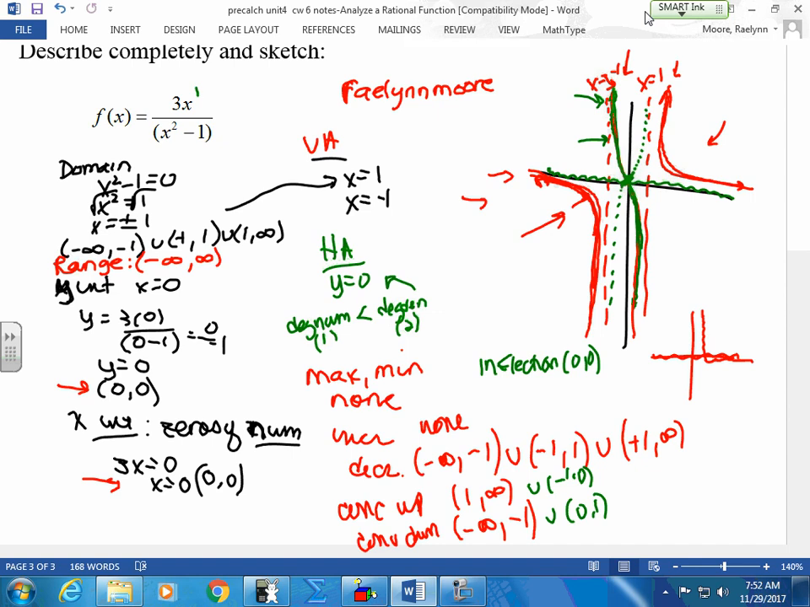Because we had to eliminate these. Because they were in the denominator, we had to jump over them.